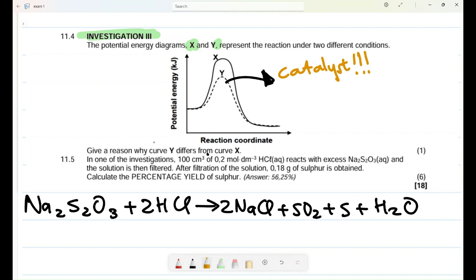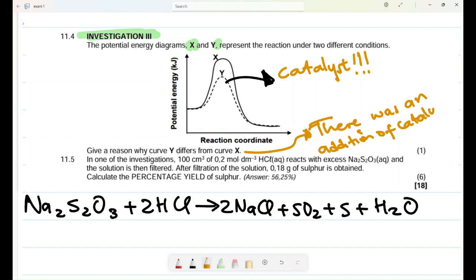Catalyst was added. In case they ask us to give a reason why graph Y differs from graph X: indeed, there was the addition of a catalyst. You do not say graph Y has a catalyst. There was an addition of catalyst for graph Y. Okay.